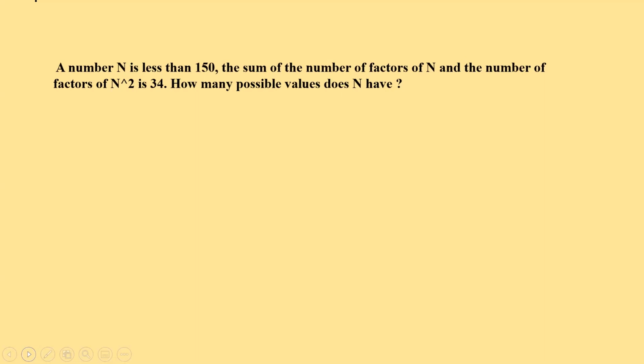Go ahead and put your answers on the chat box if you've got it. The clue here is the sum of the number of factors of n and the number of factors of n square is 34. So the number of factors of n squared, what kind of factors should it have? So that is a major clue here. If you understand that equation, then the question can be easily solved in fraction of seconds.